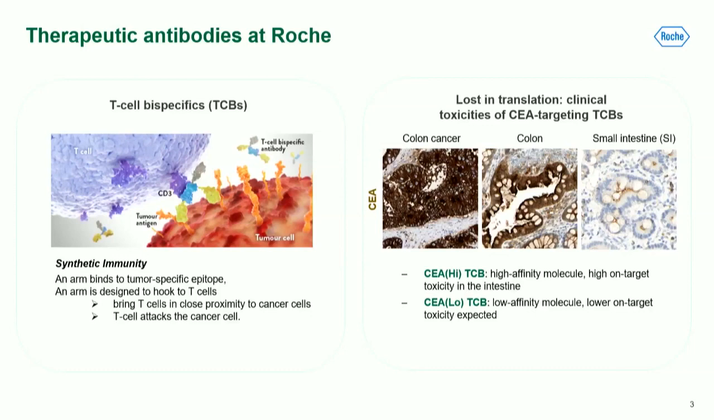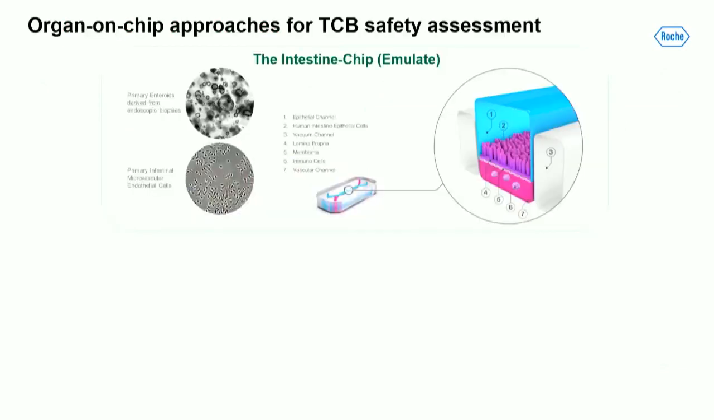So both animals and traditional in vitro models did not predict these toxicities before the molecules were sent to the clinic. So that means that we need better preclinical models, right, for TCB safety profiling, and this is what we set out to do. At the time we started this work, the emulate intestine chip was the most advanced intestinal model, so we teamed up with them and we entered a fruitful collaboration.